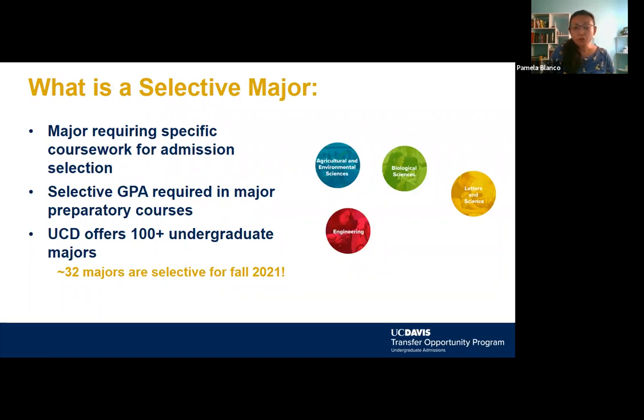For most of our majors, when we review applications, we're simply looking for completion of the transfer admission requirements. But for selective majors, we are requiring specific coursework to be completed as part of the admissions requirement. And there's also a specific GPA associated with those required courses. And these are our selective majors.